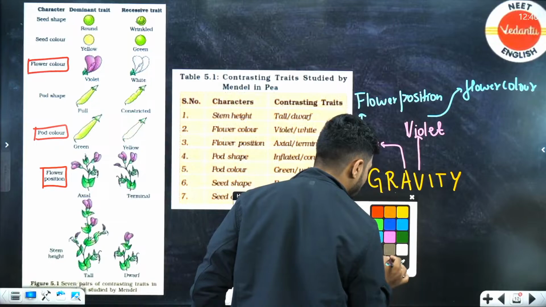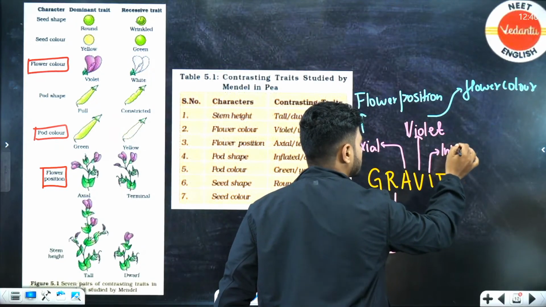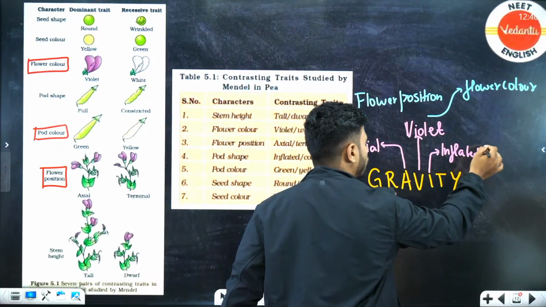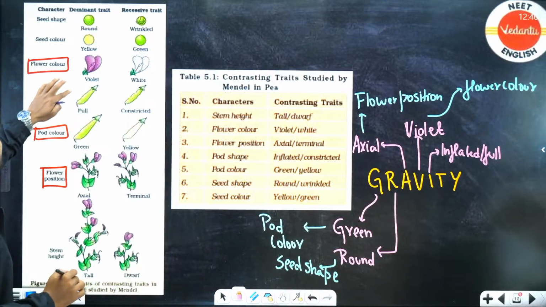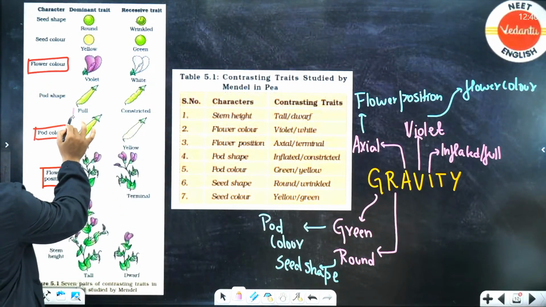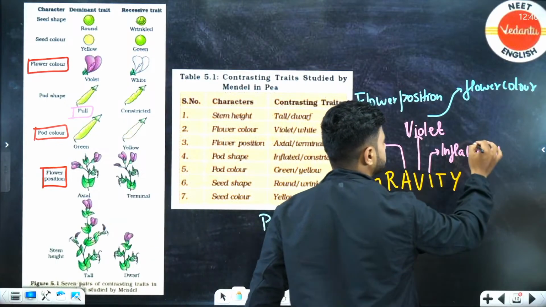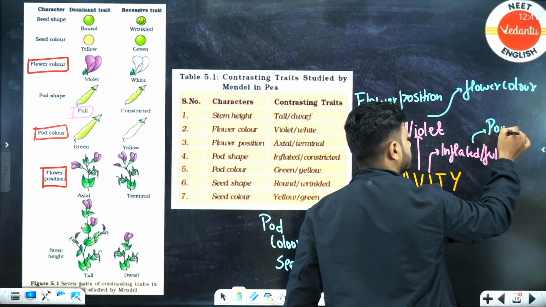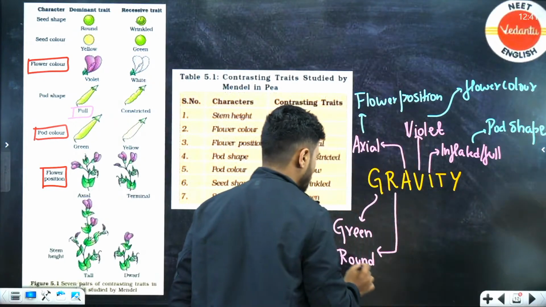Now what is I then? I is nothing but inflated. I here is inflated or full. Can you see? Inflated or full. That is pod shape. Done.